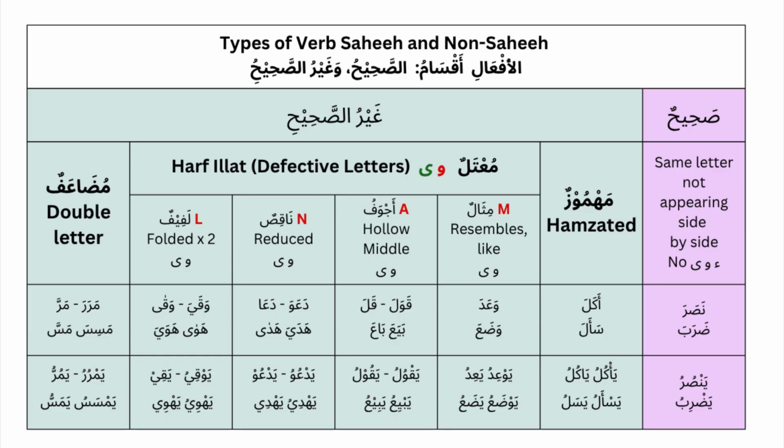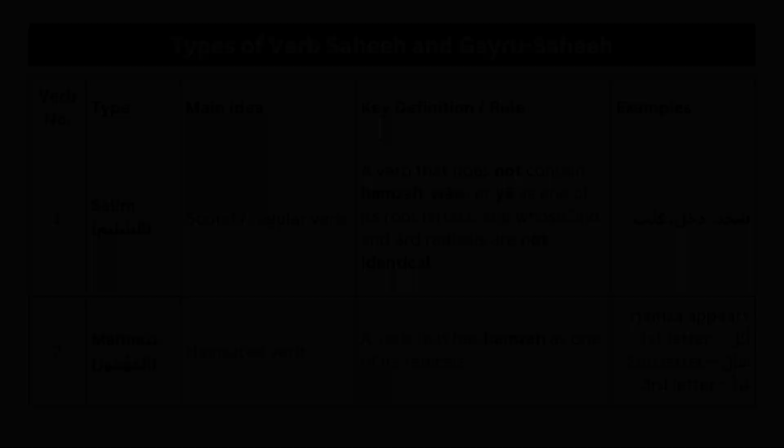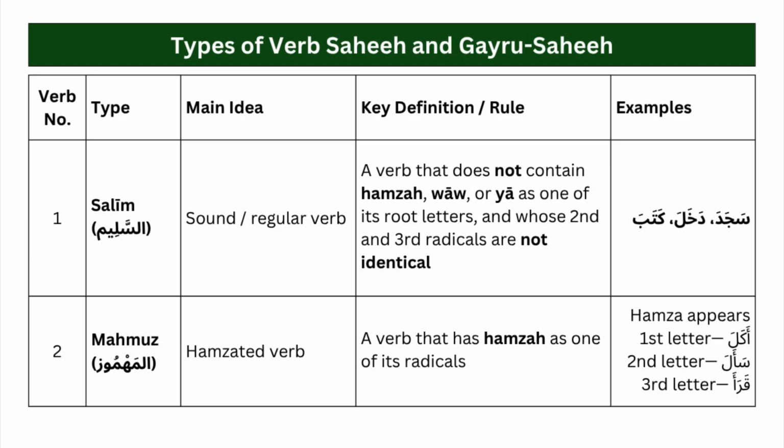7. Muda'af, doubled verbs. Now the final column on the left. Madi: marra, he passed. Massa, he touched. Mudari: yamurru, he passes. Yamassu, he touches. 2 letters are the same, combined using shadda. This is the key sign of muda'af. In a minute, we shall look at our first irregular verb, mahmuz.